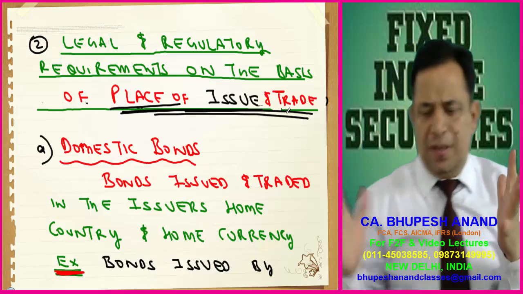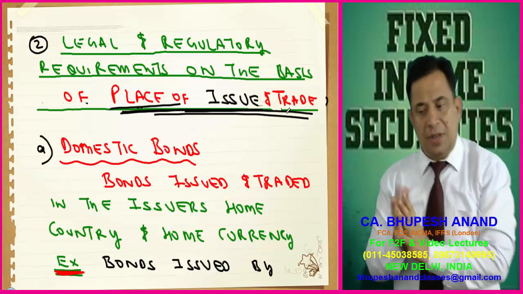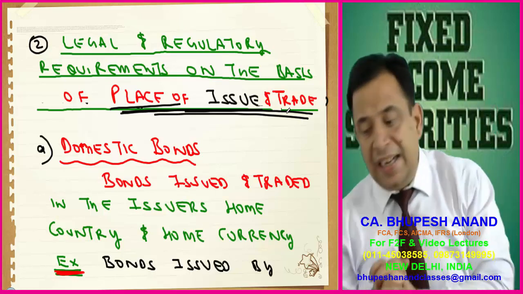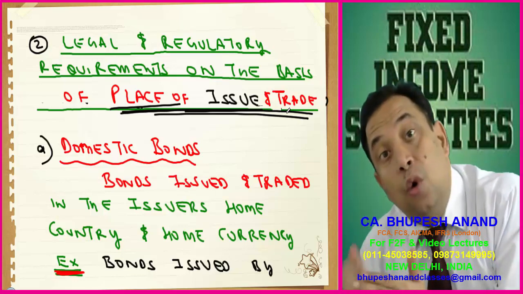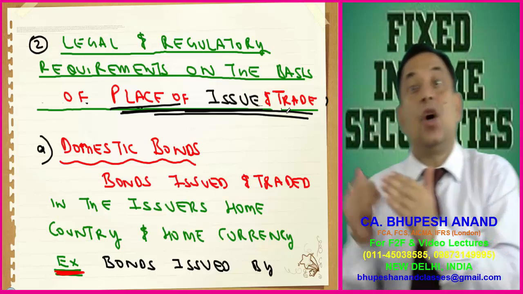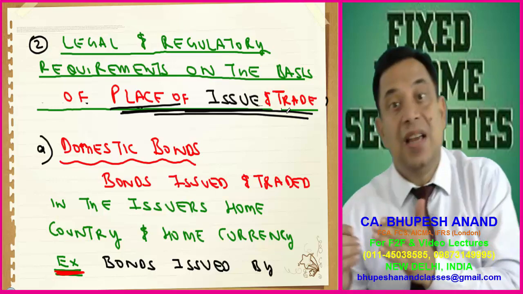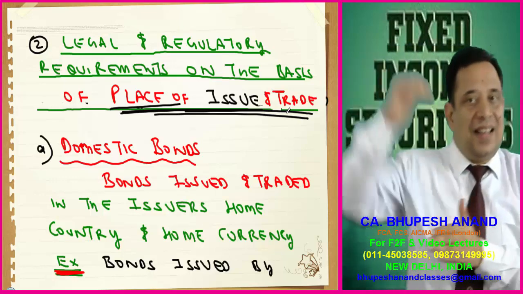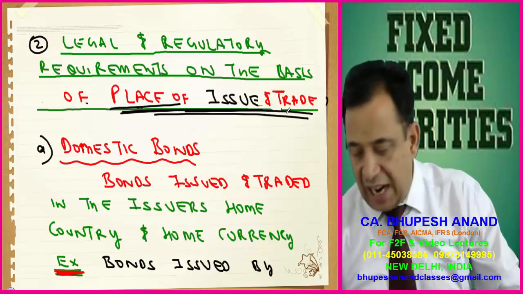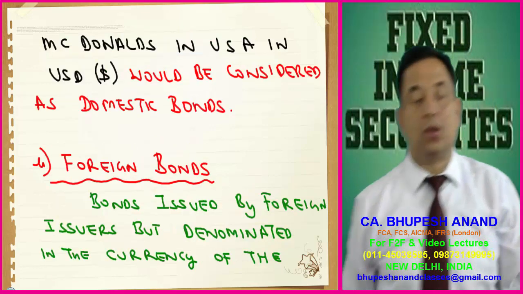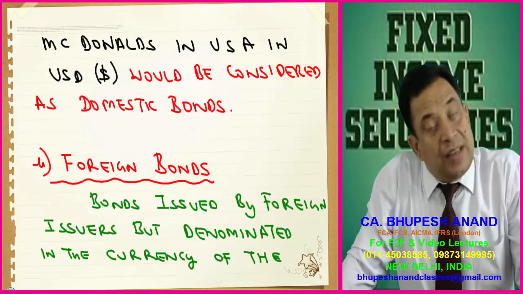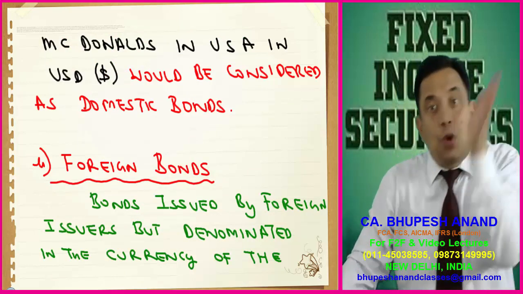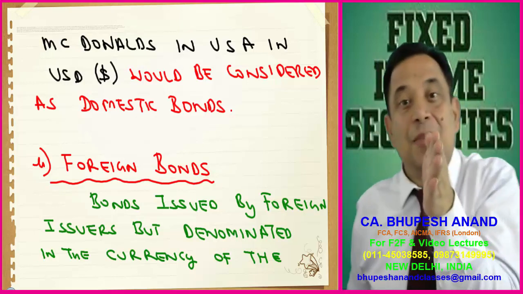Very simple. So please write down the meaning of domestic bonds: bonds issued and traded in the issuer's home currency. McDonald's home currency is USD, and the country and currency is the home. So these are named as domestic bonds. Please write an example of McDonald's, Apollo Tires, Microsoft, and the next point is foreign bonds.